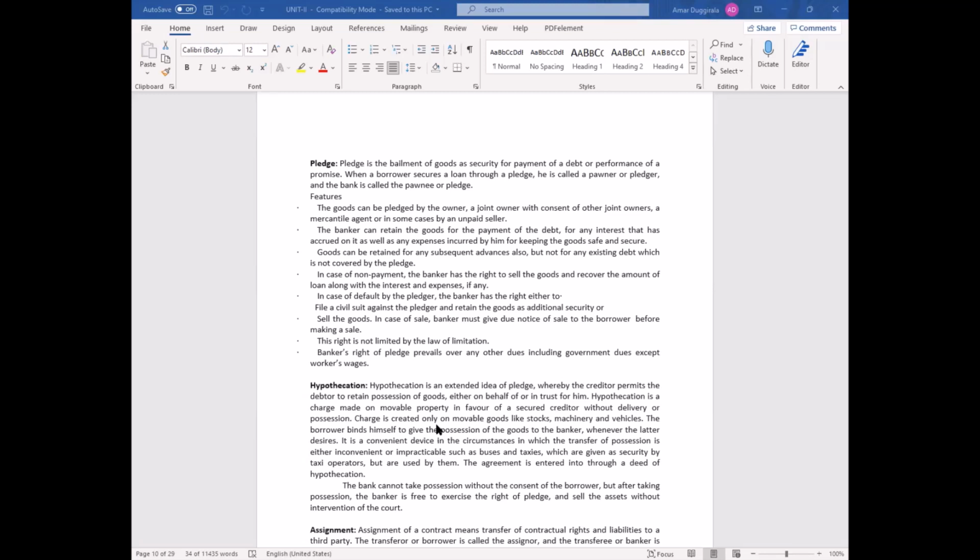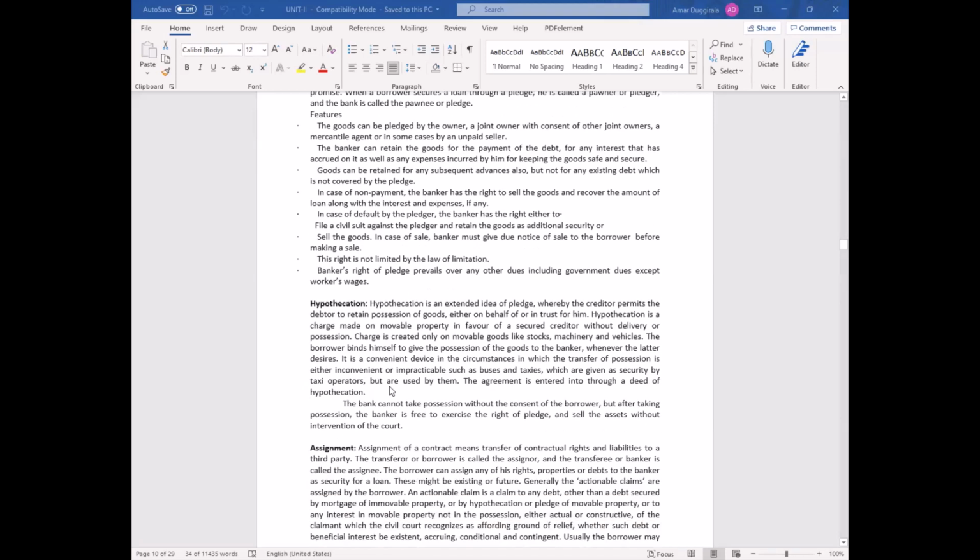The goods retained are kept for the loan that has been taken and in which the security has been kept as a pledge, not for any other security, not for any other loan. Say, for example, I have taken a loan, I have pledged my land and building, for example. The loan that I have taken on which I have given the pledged property will be used for that only. In case of non-payment, banker has a right to sell the goods and recover the amount of loan along with interest and expenses. That's the difference between lien and pledge.